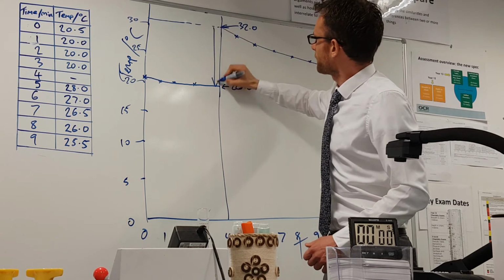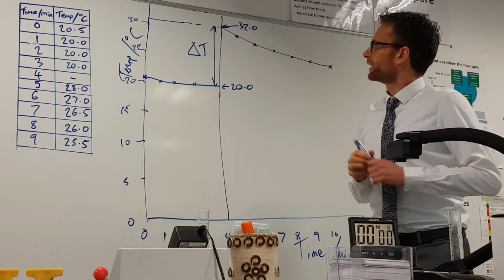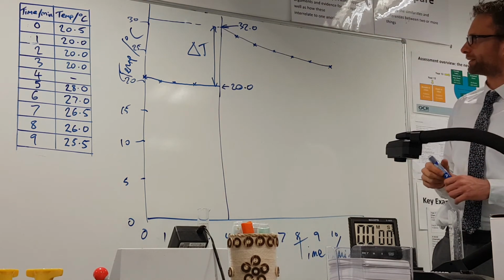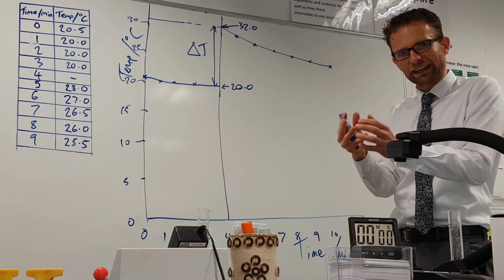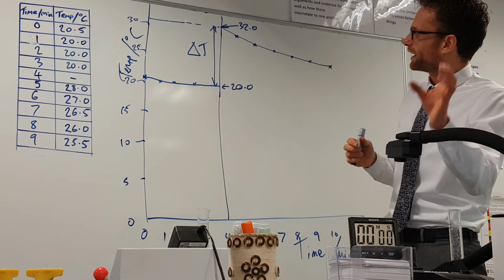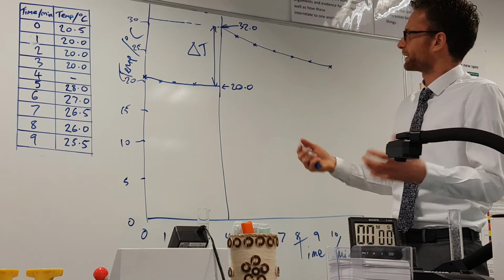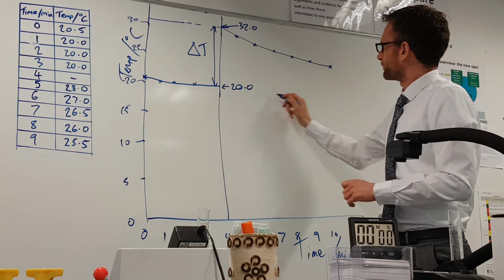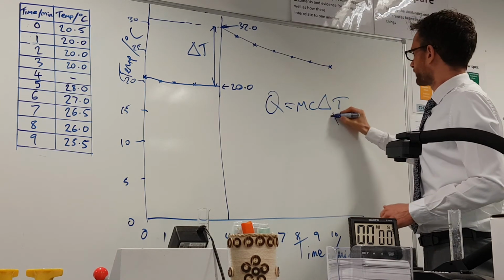So this here is delta T. And from there you can use Q equals mc delta T. Q is the heat energy supplied to the aqueous solution, because the water is the surroundings. The system is the NaOH and the HCl. The water that they're dissolved in is the surroundings. Q equals mc delta T. So we know what delta T is.